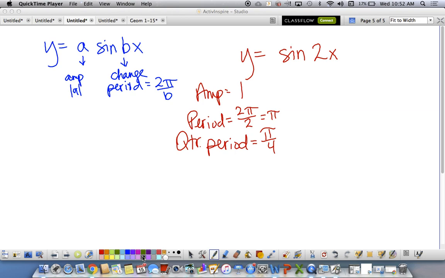So when I go to graph this, I don't know why I always start with a y-axis. What am I going up to? What am I going down to? We're going up to 1, we're going down to -1, because that is my amplitude. We start at 0. That's where we're going to start.